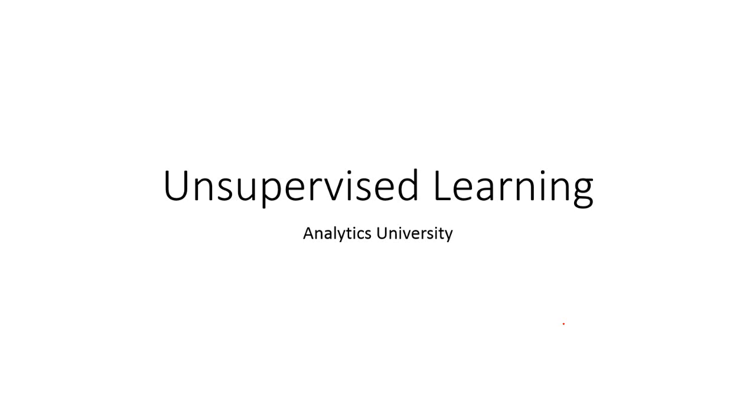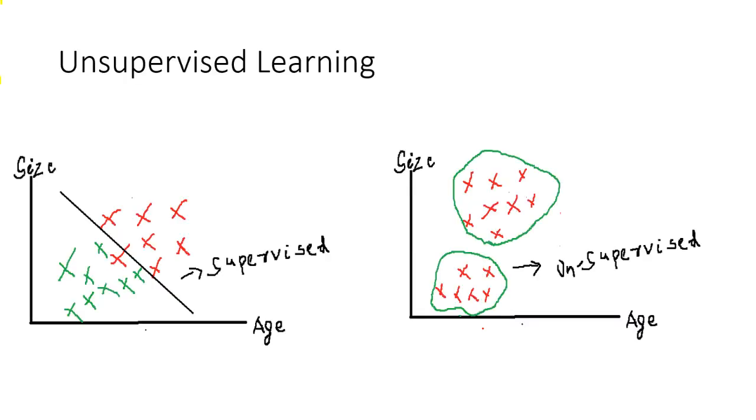In this video, I'll talk about unsupervised learning. To understand unsupervised learning algorithms, let us take the same example that we took when we studied supervised learning. We want to segregate the patients who are malignant and who are not malignant based on the size of the tumor and the age of the patient.